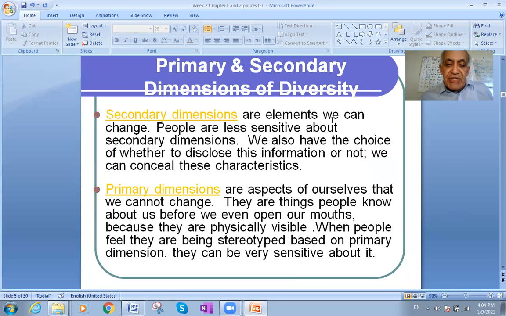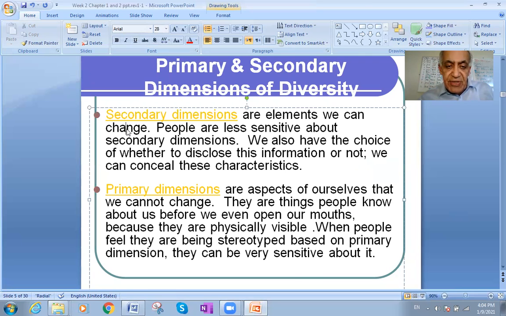Primary and secondary dimensions of diversity. Diversity has two dimensions: primary and secondary. The secondary dimensions are elements we can change. People are less sensitive about secondary dimensions. We also have the choice of whether to disclose this information or not. We can conceal these characteristics. Okay. How about the primary?